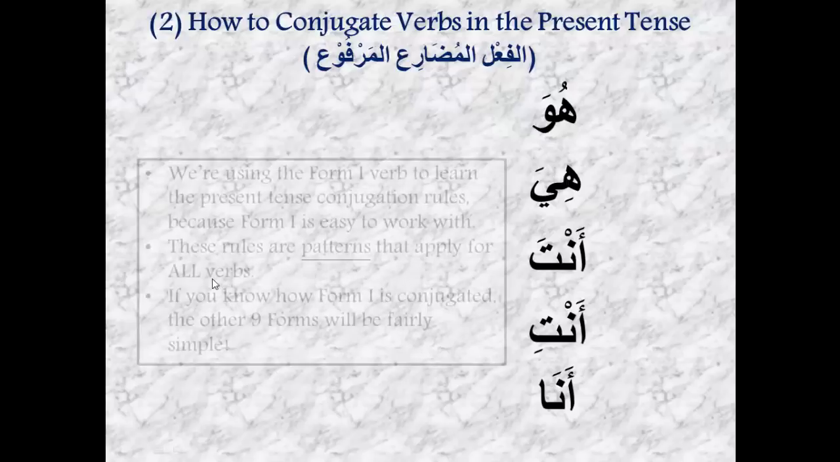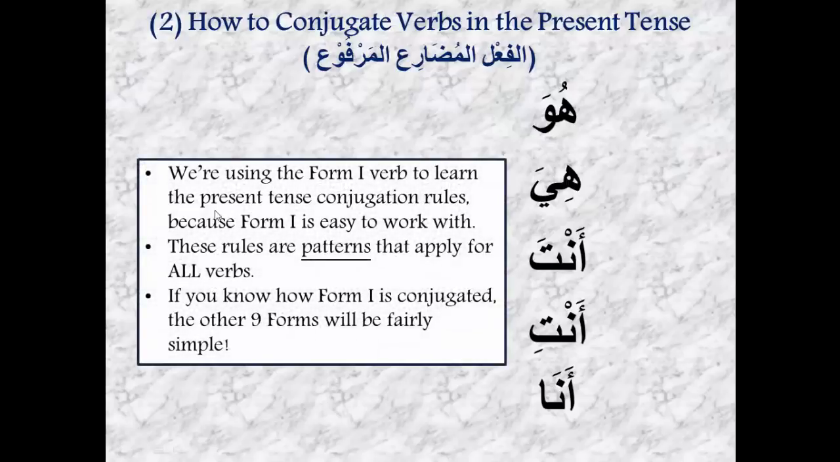Just like we did when we learned the past tense conjugation rules, we'll be using the form 1 verb to learn the present tense conjugation rules, because form 1 is very easy to work with. Now, do keep in mind that these rules are patterns. They're general patterns that apply for all verbs, not just form 1. But if you know how form 1 works, the other 9 forms will be fairly simple and straightforward. Just like with the past tense, we'll be using the basic verb fa'ala as the stencil, as the basic pattern on which we will apply our conjugation rules.